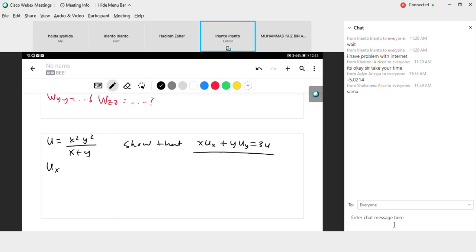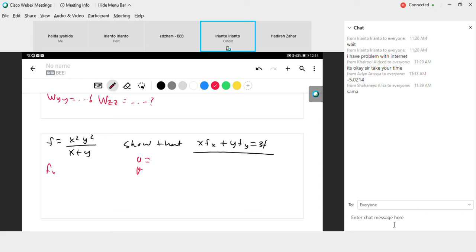Oh, they put u. Okay, let me change it. You make me confused because later I need to use u. Let me change this one into f. So f, fx, fy, 3f. So I need fx. Let me do it in red color. So I need u and v.